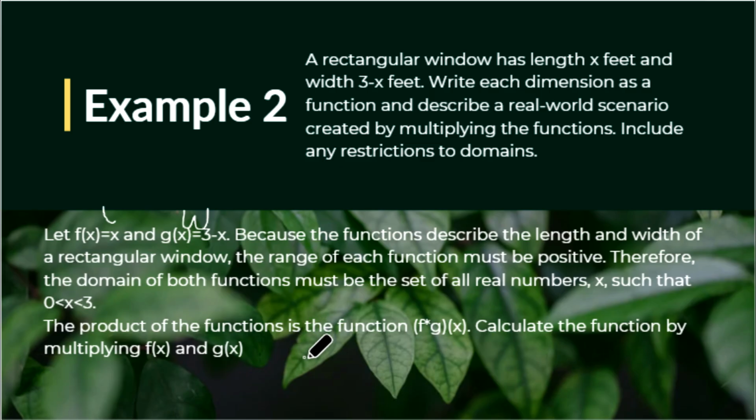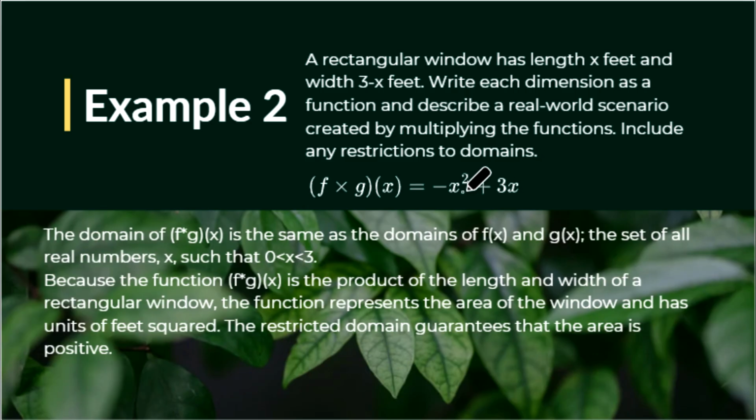So all you would do is take your formula for f of x, which is x, and multiply it by g of x, which is 3 minus x. You have to remember to distribute everything, so this becomes 3x minus x squared. I have to write it in the right order, so it's really negative x squared plus 3x. Okay, that's going to be our new formula. You can see that right there.